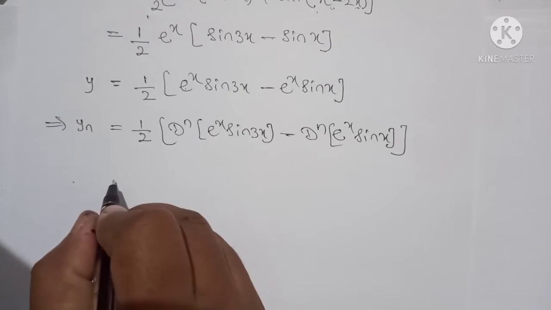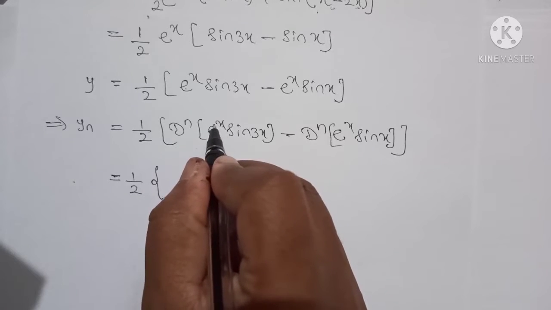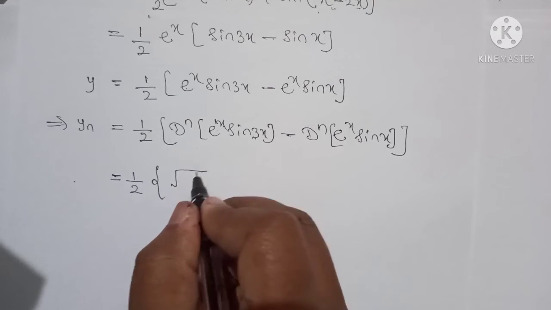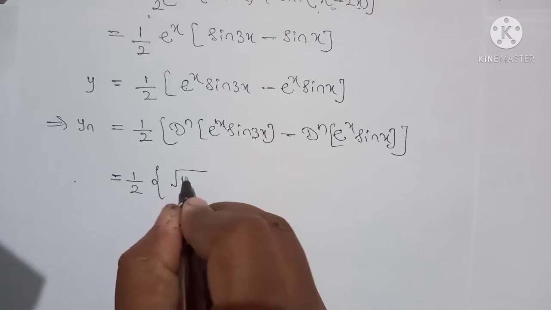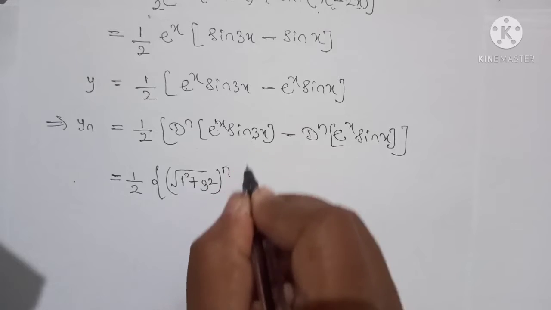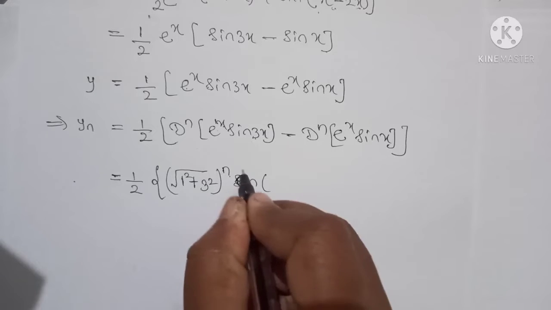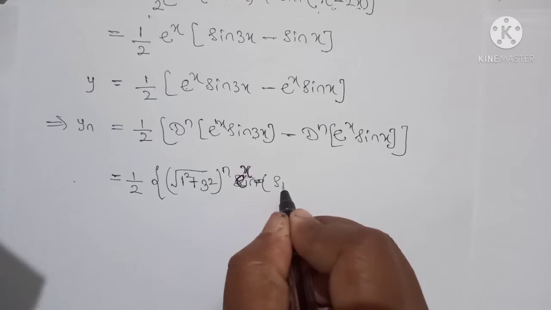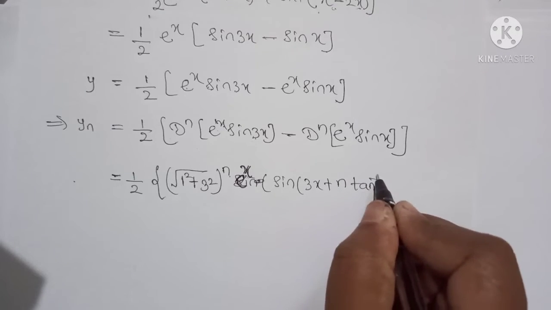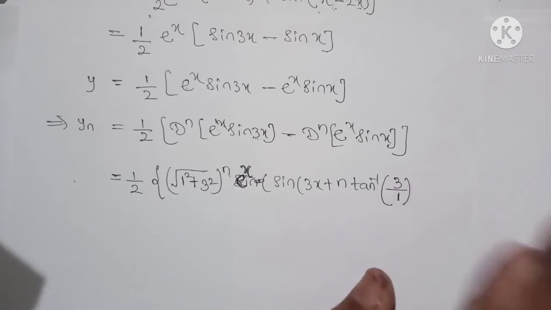So applying the formula we get 1 by 2. For the first one, the a value is 1 and the b value is 3. Therefore r raised to n, where r is the square root of 1 square plus 3 square, whole power n, times e raised to x as it is into sin of 3x plus n theta. Theta means tan inverse of b by a, where b equals 3 and a equals 1. Directly we substitute all the values here.